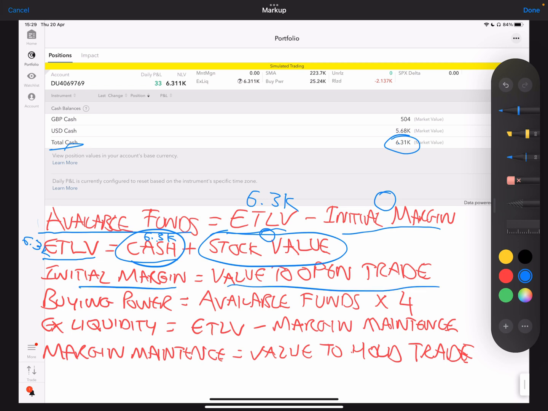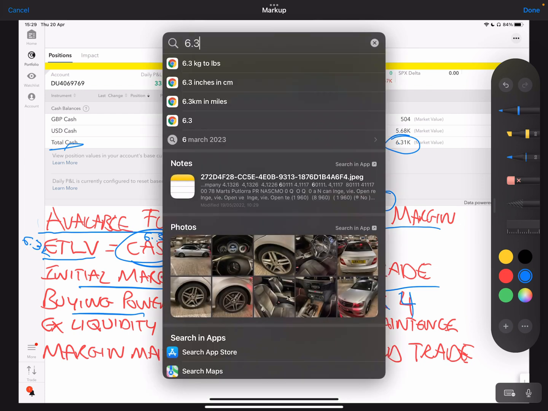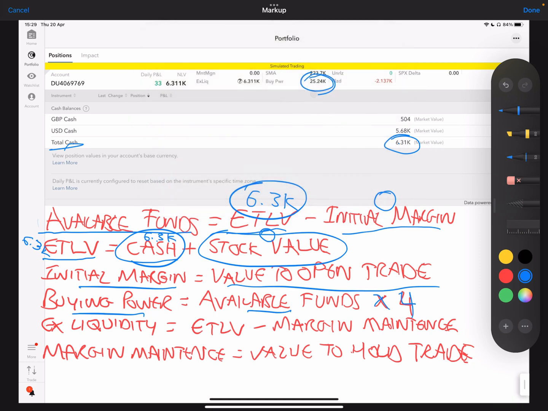So now that brings us to our available buying power to open new positions. So our buying power equals the available funds, which we know is 6.3k, times 4. So in a margin account for IBKR, it's times 4. So if I get the handy dandy calculator and do 6.3 times 4, you can see that number is 25.2, which you can see here, 25.24. So that's how the buying power is calculated.